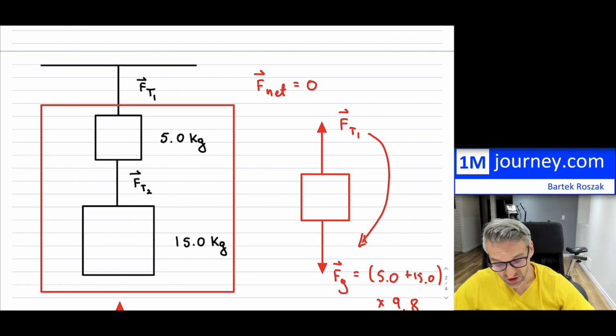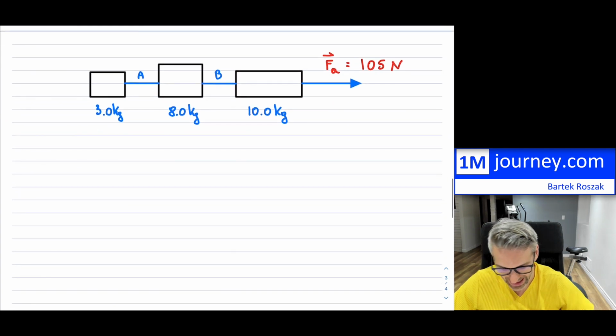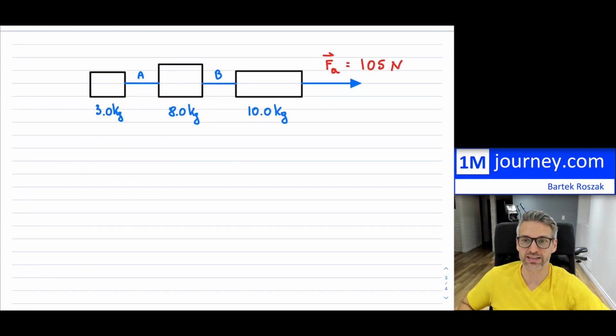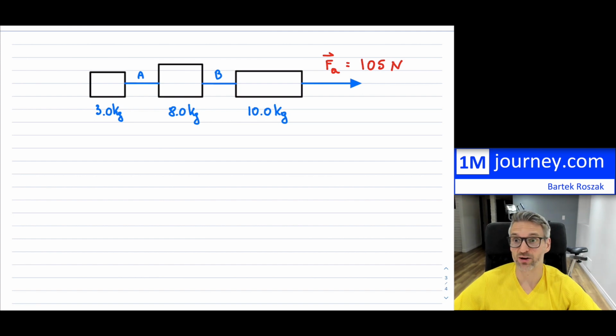Now, what happens if it's not stationary? So let's say, here's another example. It's the last one that I'll present here with regards to these tensions. So let's imagine that we have, it doesn't matter what this is.